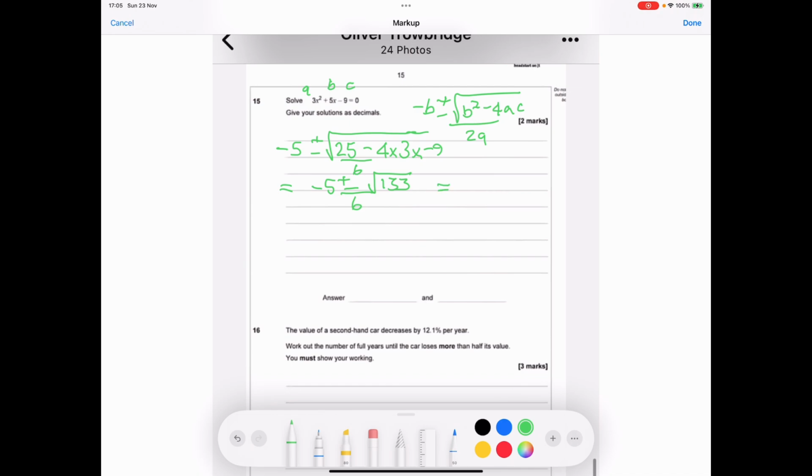So this is the point where I would just use a calculator, and that's minus 2.76, and then that also equals, I've got the other one, 1.09. So that's minus 2.76 and 1.09.